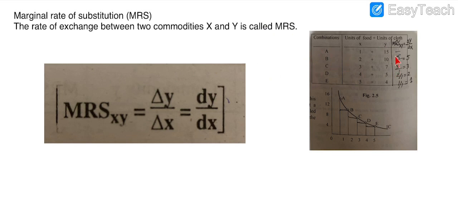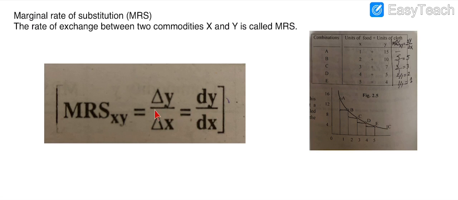Before discussing the slope of the indifference curve, here is a very important point you must know: how we can measure the slope of a curve. When we measure the slope of a curve, this is your slope, and this slope of the curve is known as MRS, meaning marginal rate of substitution. Marginal rate of substitution shows the exchange between two commodities X and Y.